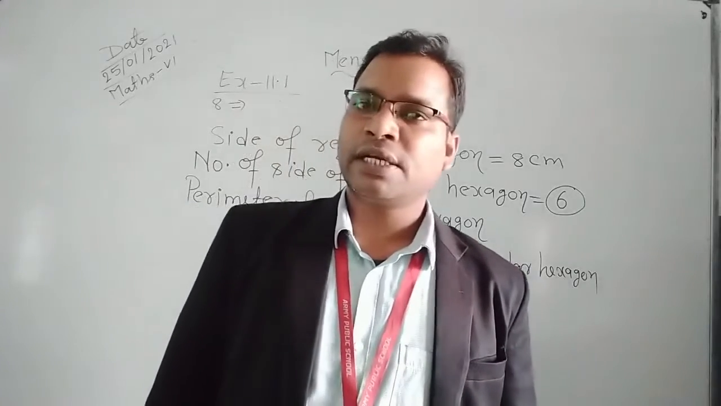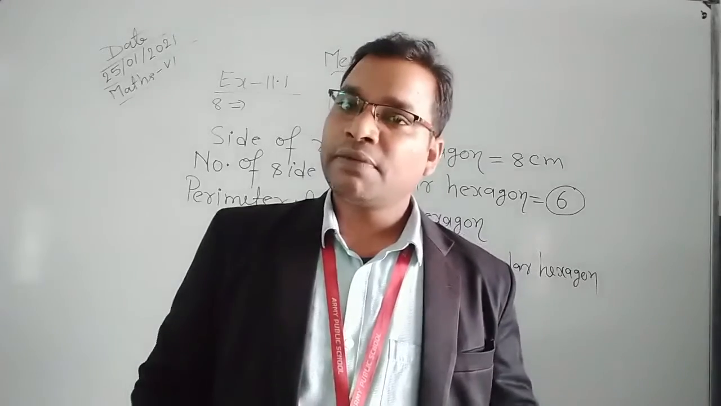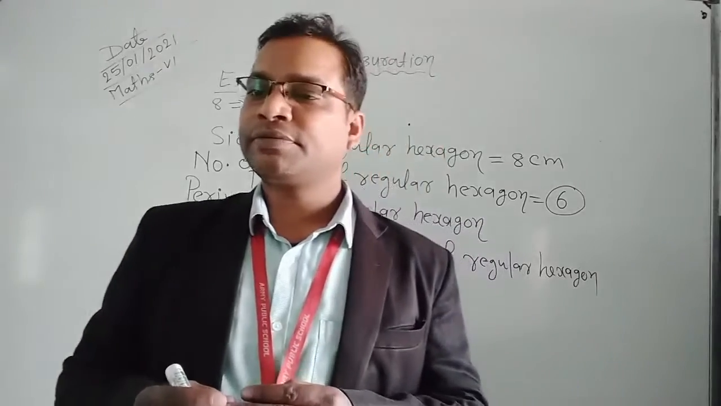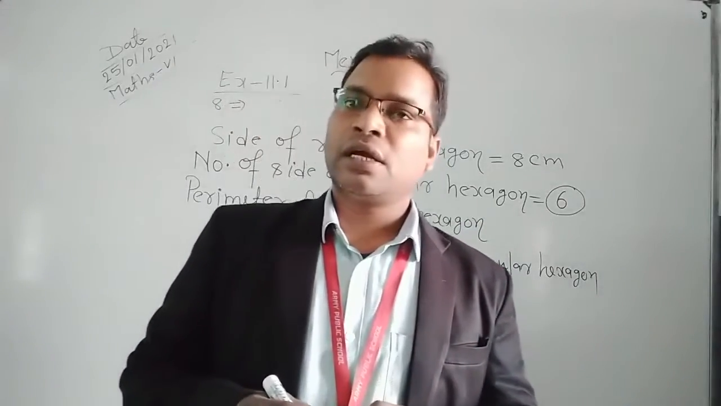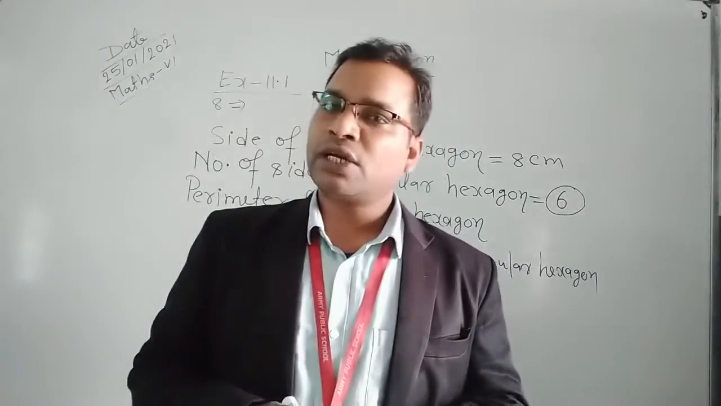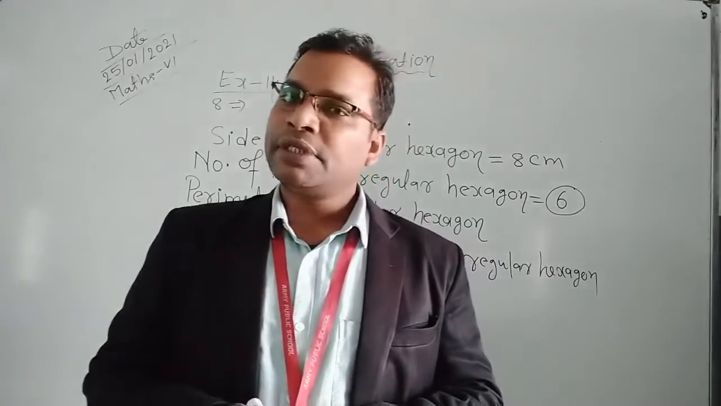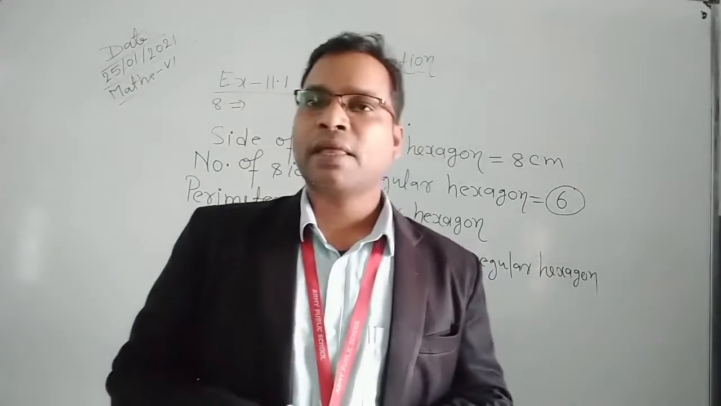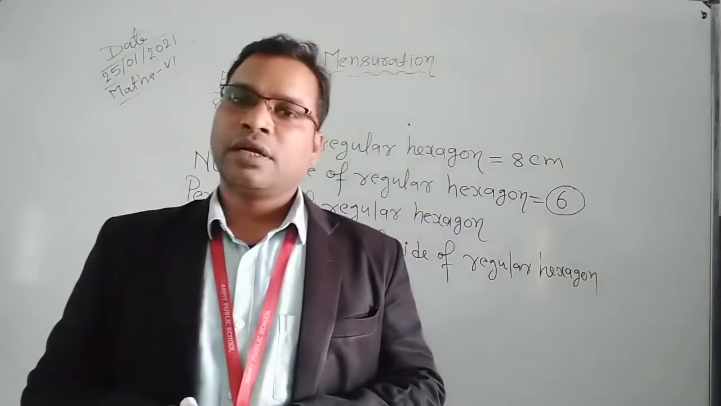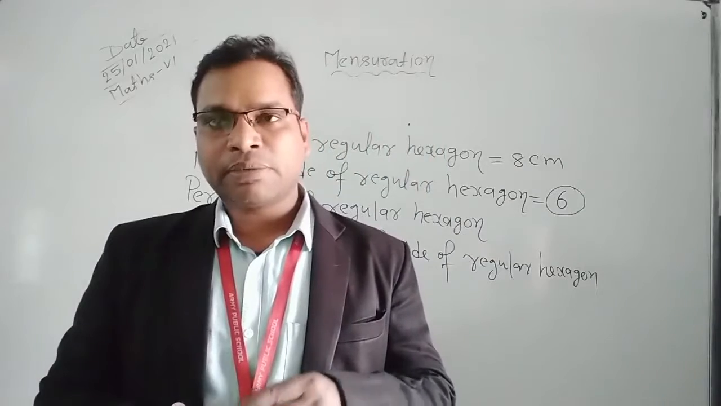I repeat this question again. The lengths of two sides of a triangle are 12 centimeters and 14 centimeters, and the perimeter of the triangle is 36 centimeters. Find the third side of the triangle. So student, you know very well, a triangle has 3 sides, and the perimeter of a triangle is the sum of 3 sides.